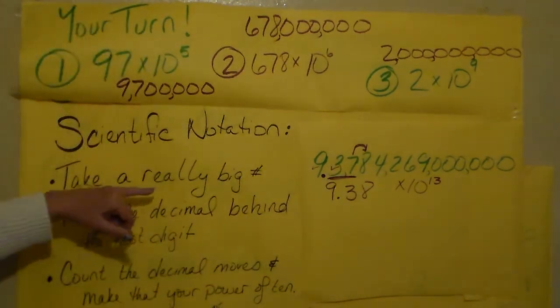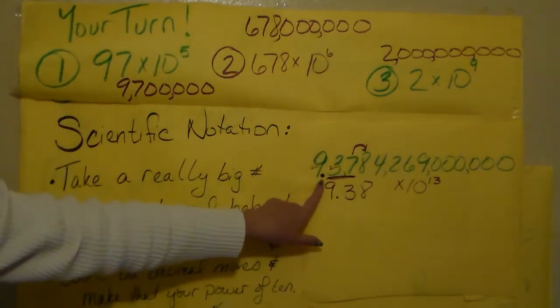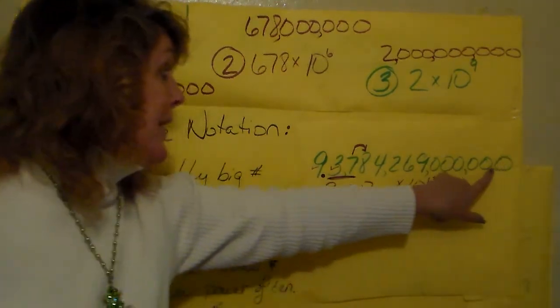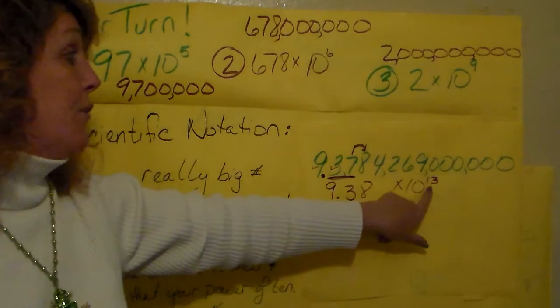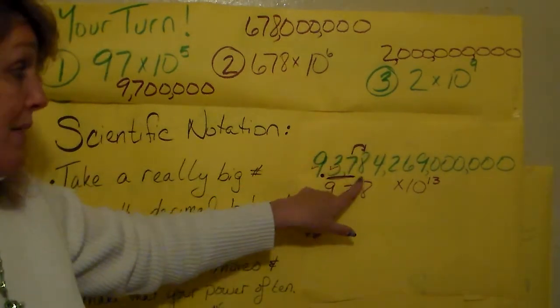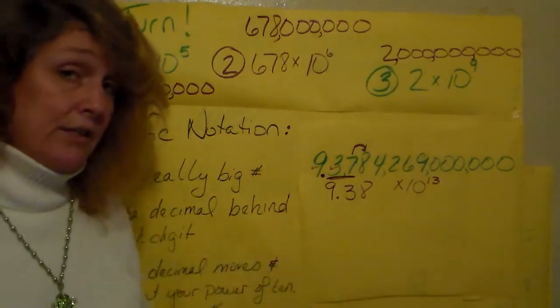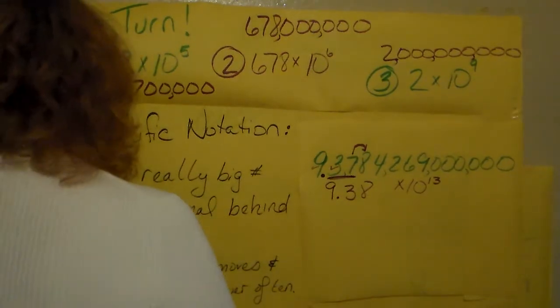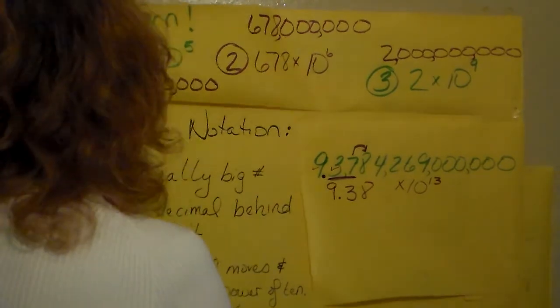And this is scientific notation. So one more time. We took your really big number. We moved the decimal place behind the first digit. We counted the times that we moved the decimal place. We rounded off to the hundredth. And that's our answer. You good with that? All right. Let's try another one.